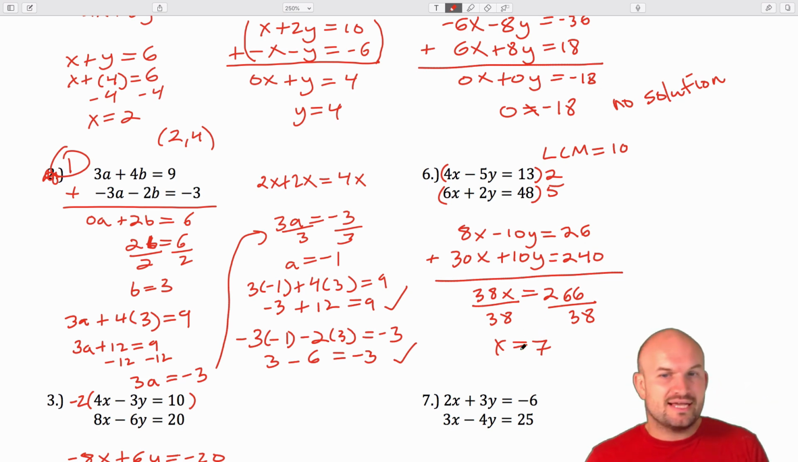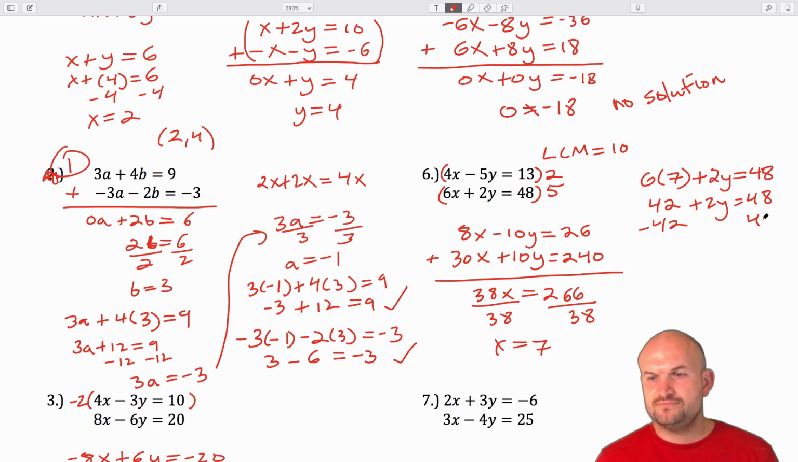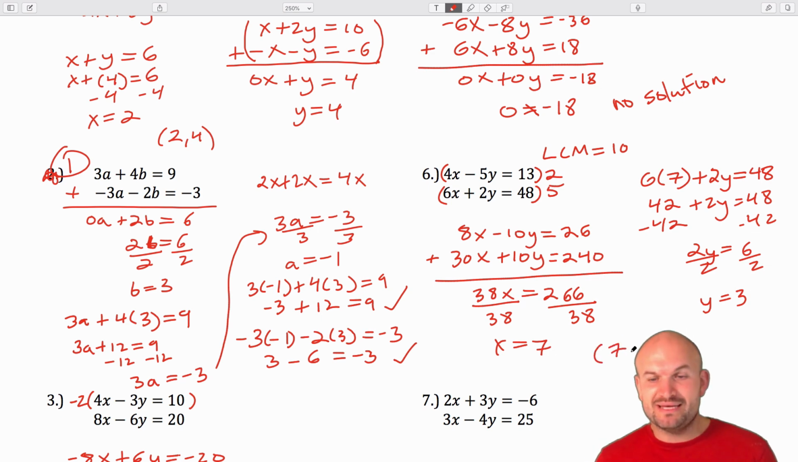Now you can just plug this in. Again, you can plug it into the top or you can plug it into the bottom. I'll just plug it into the bottom. Doesn't really matter. So therefore I have 6 times 7 plus 2y is equal to 48. You see that 6 times 7 is 42. Then I will subtract the 42 on both sides. So I get 2y is equal to 6, and divide by 2, y is equal to 3. Again, this is in terms of x and y, so I'm assuming that this is going to be represented as a solution point where the two graphs are going to intersect each other.